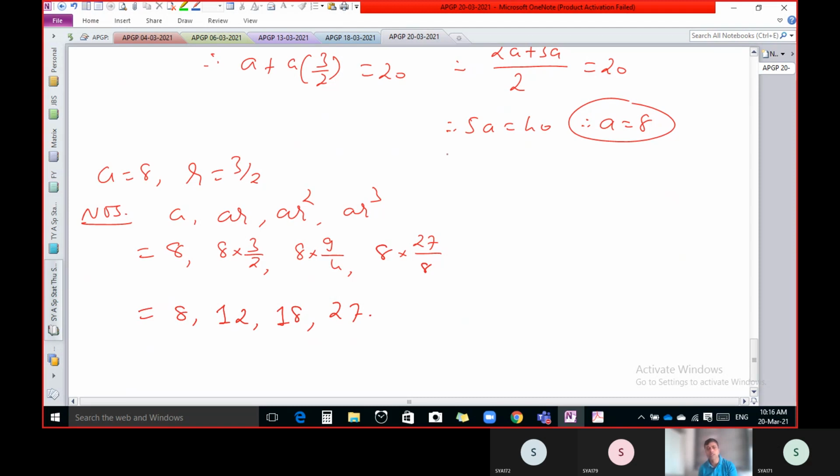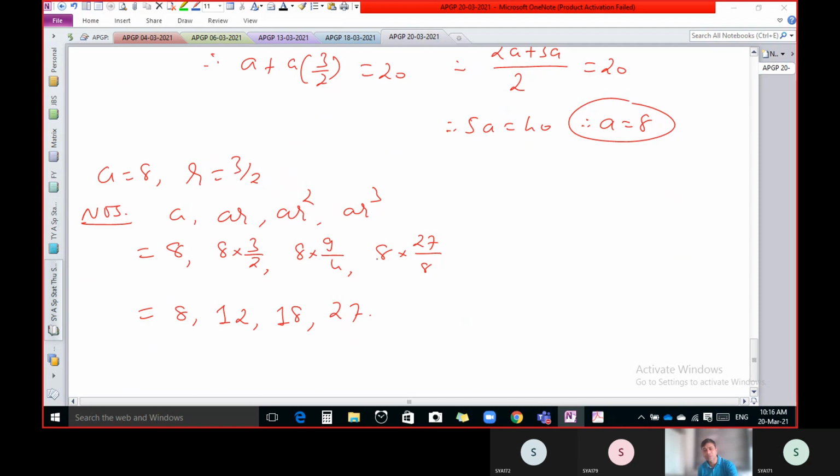Now listen, if we take A equal to minus 3 by 2, we get different numbers, because we get the same numbers in reverse order only if the value of R is reciprocal. If R is 2 by 3, we get the same numbers in reverse order. But here R is minus 3 by 2. And whenever R is negative, we get one positive value, then negative, positive, negative, like this.